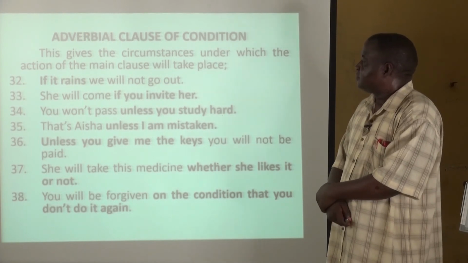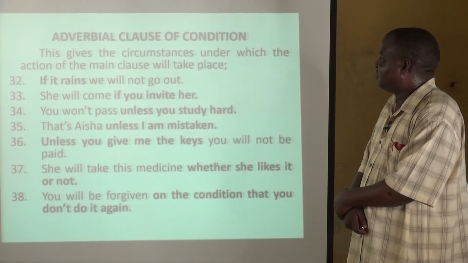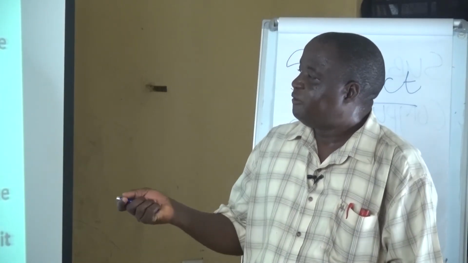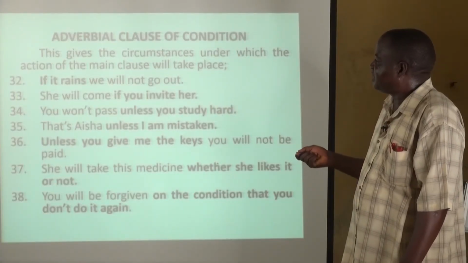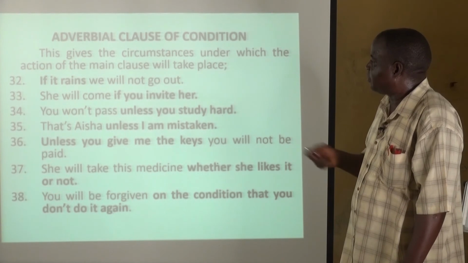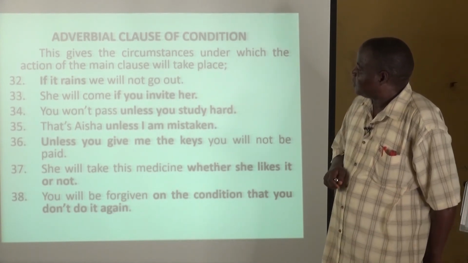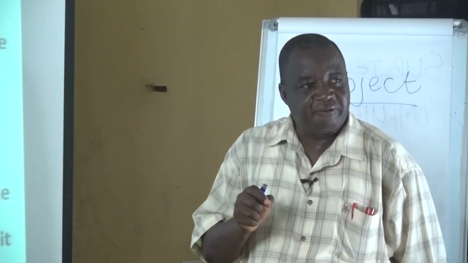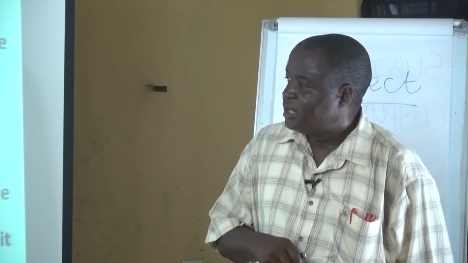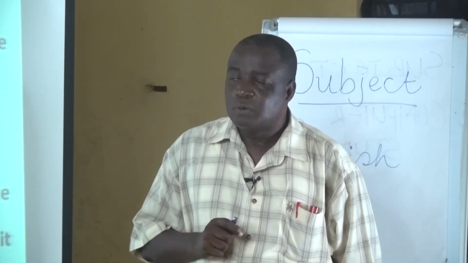33. She will come if you invite her. "If you invite her" is our adverbial clause of condition. Our verb that is modified by this is "will come." 34. You won't pass unless you study hard. "Unless you study hard" is our adverbial clause of condition, and this modifies the verb "won't pass."